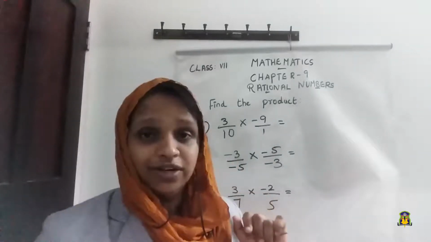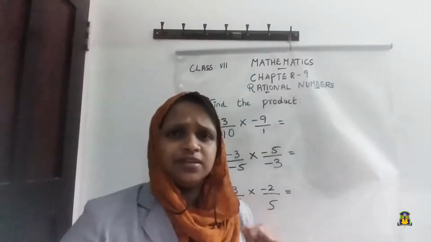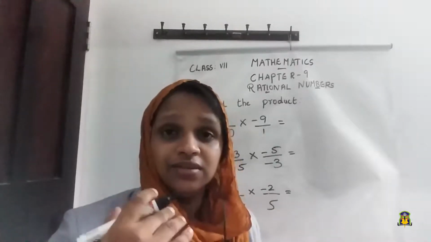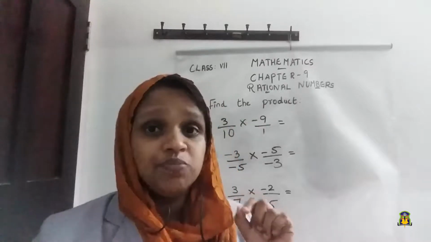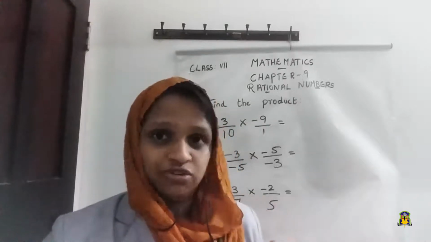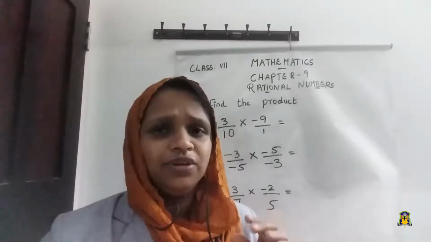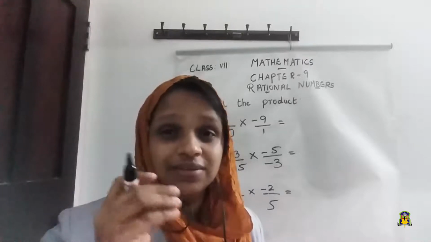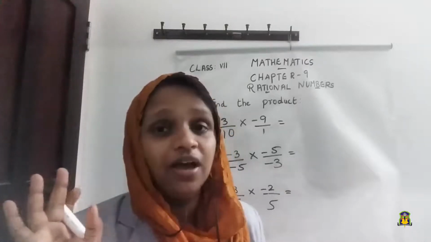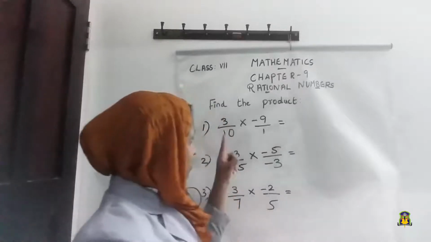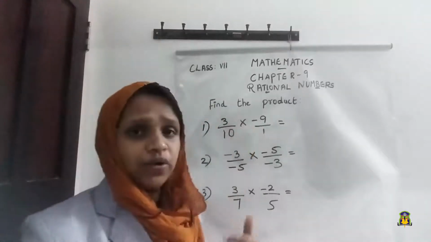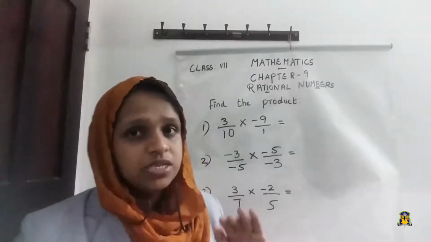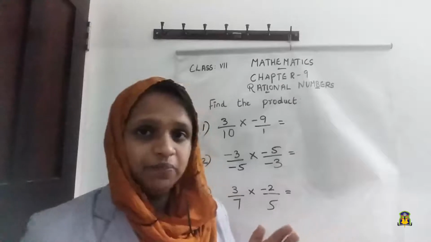10 into 1. Okay, now we also discussed in the fraction that before directly multiplying the numerators and the denominators, if it is possible to reduce, we must reduce, because then we can do the simple calculation and find the answer. Okay, so see this, 3 into negative 9 and 10 by 1. Is it possible to cancel? No, it is not possible to cancel.